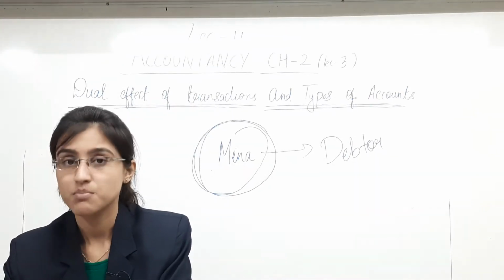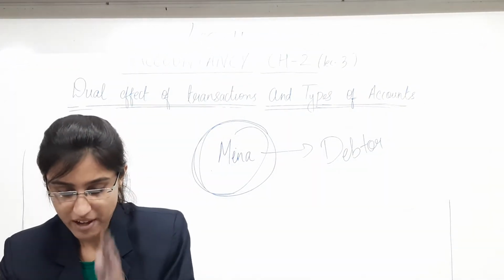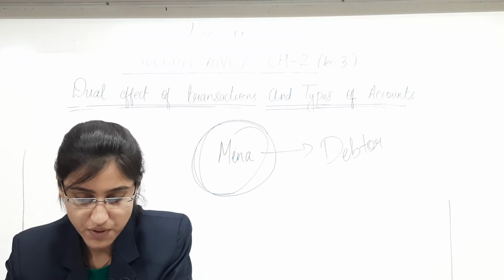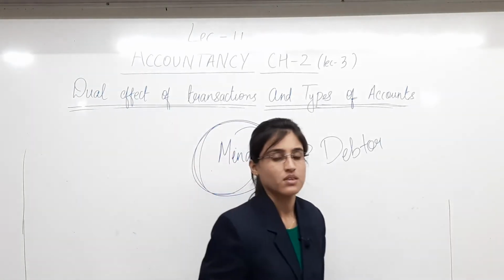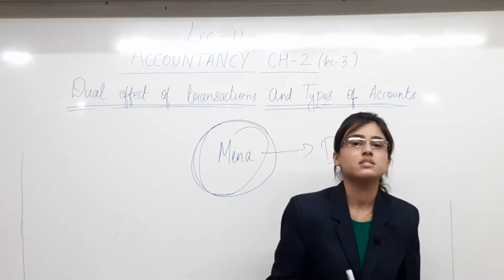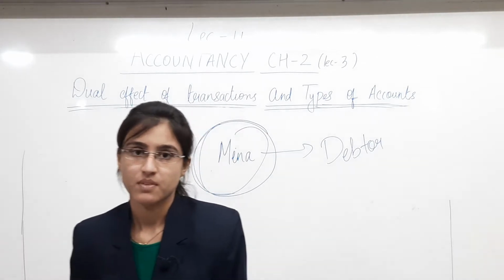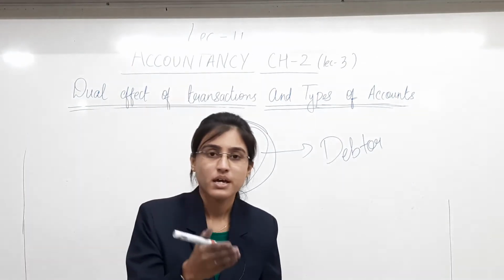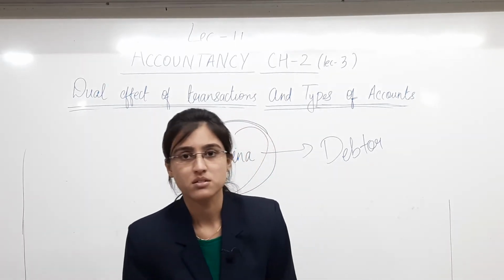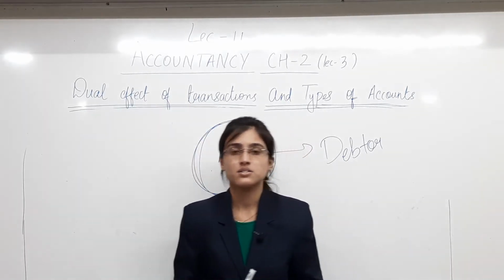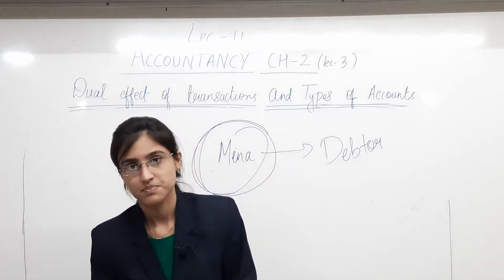Payment is made by check. You have purchased goods of rupees 5000 for cash. Payment is made by check. The word cash, the word check, both of these highlight the transaction as a cash transaction.